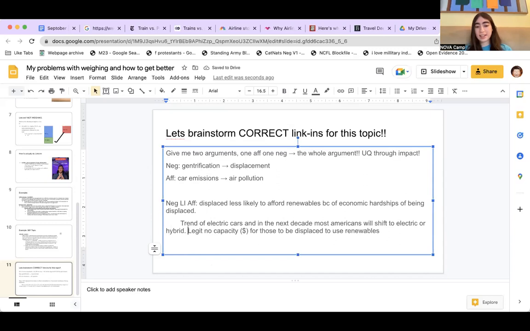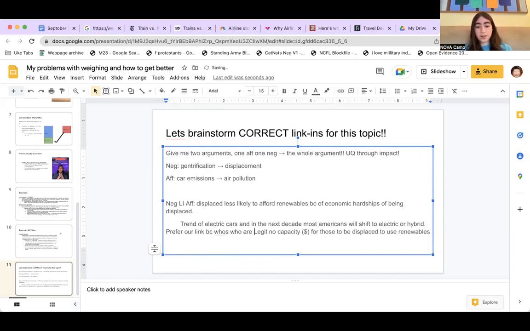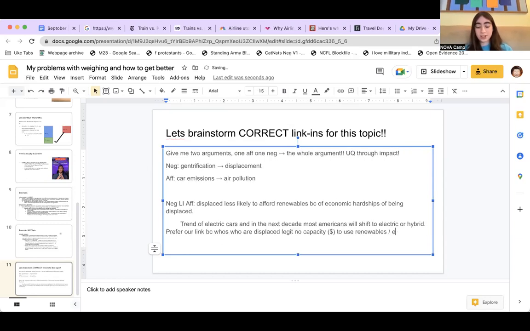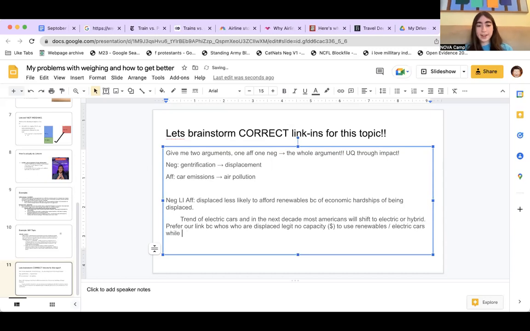Then you're going to say that you prefer our link because those who are displaced have legit no capacity to use renewables or electric cars, while everyone in the cars they talk about is able to afford to switch to electric cars. Does that make sense?